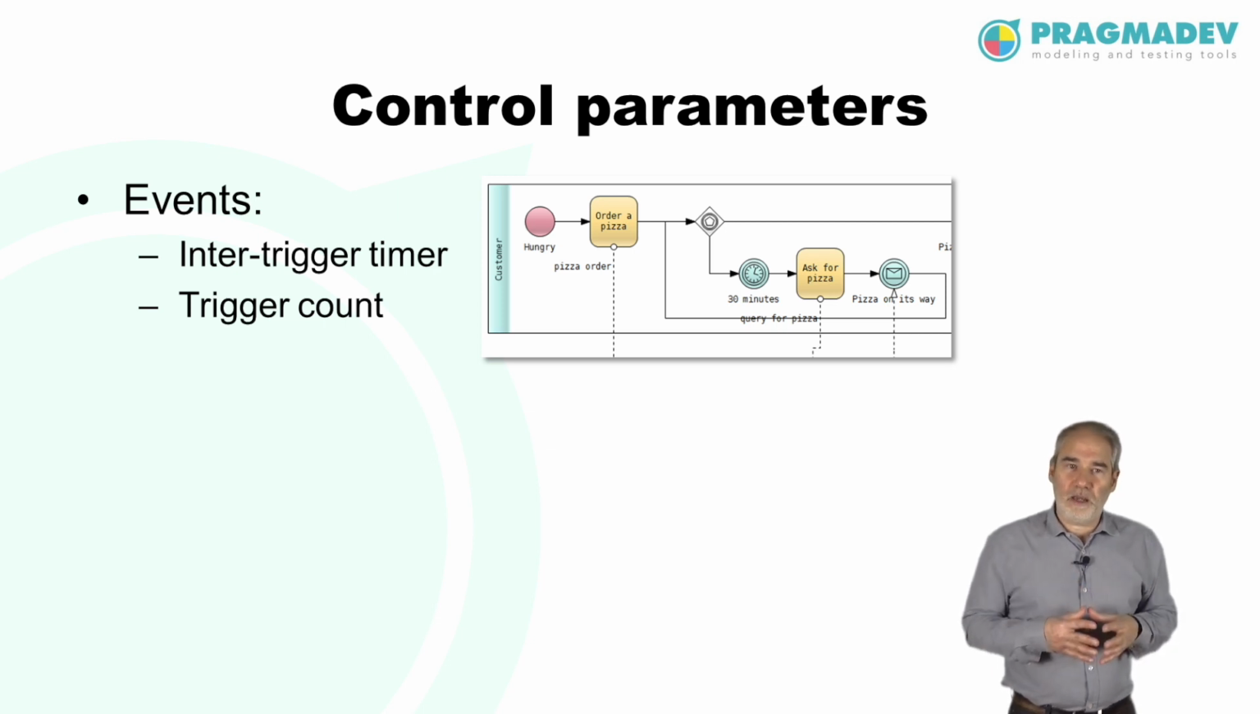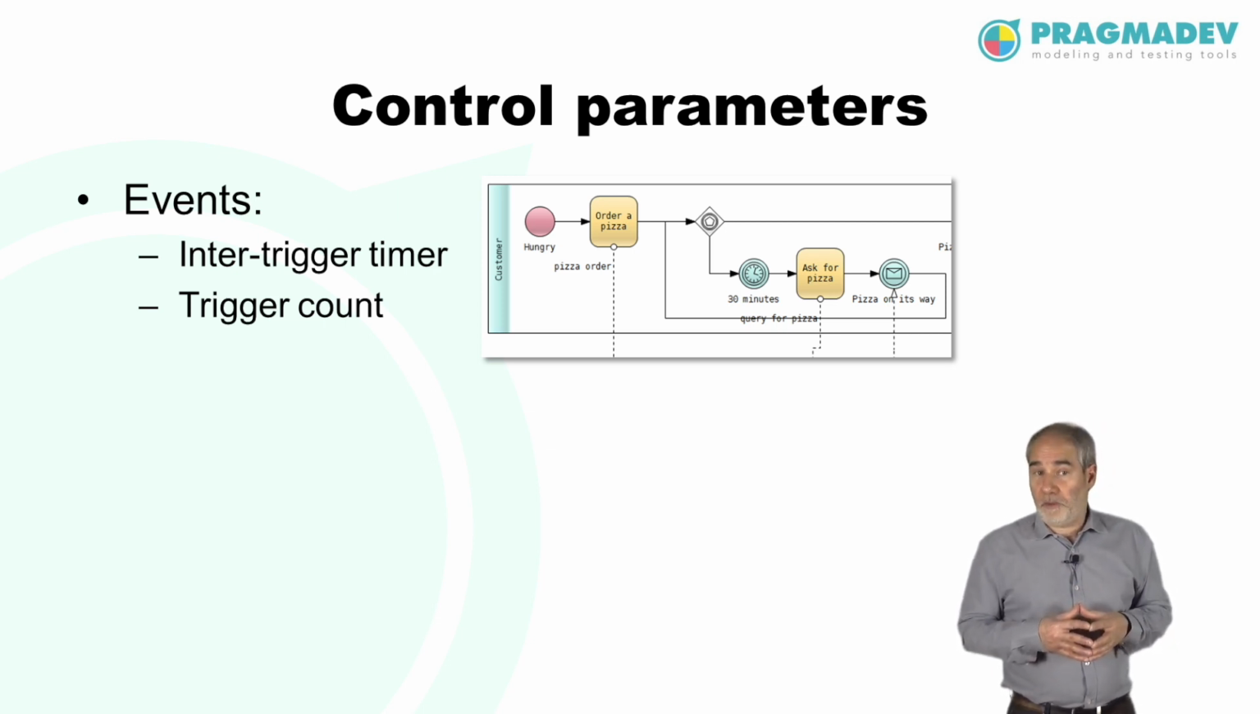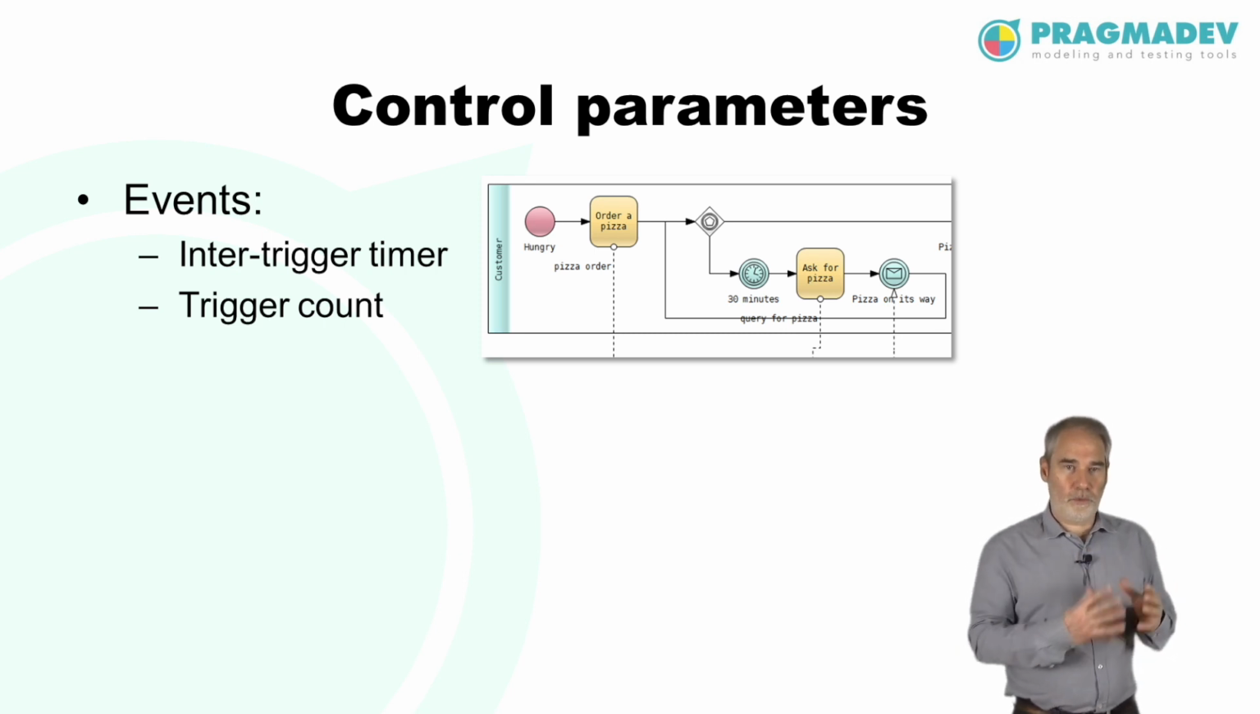The inter-trigger timer could also be used to set a timer delay. So for example, an inter-trigger timer of 30 with a trigger count of 0 would mean to wait for 30 minutes.